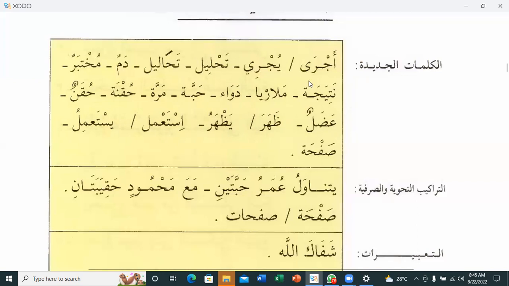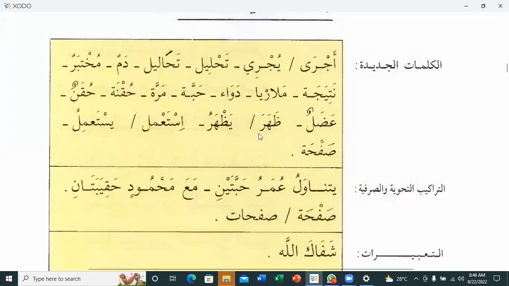No, ma'am. Can you repeat it again? Yes, I am repeating now. Ajra, he did. Yujri, he does. Tahleelun, test. This is the singular word and the plural word is this: Tahaleelun, tests. Damun, blood. Mukhtabarun, laboratory. Natijatun, result. Malaria. Dawaun, medicine. Habbatun, pill. Marratun, time. Hukunatun, injection. This is the singular word and the plural word is this: Hukanun, injections.